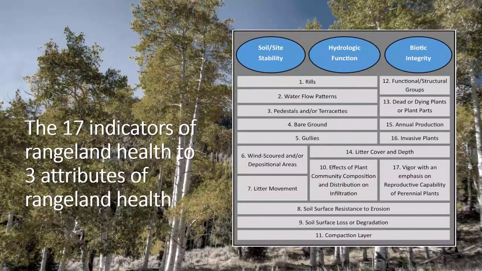So the 17 indicators are related to 3 attributes of rangeland health. As I've mentioned, the IIRH protocol is focused on assessing the functionality and sustainability of ecological processes. The indicators are rated to support overall assessments of the 3 attributes of rangeland health: soil and site stability, hydrologic function, and biotic integrity. A subset of the 17 indicators are used for assessing each of these 3 attributes. Some indicators relate to only one attribute, while others relate to 2 or all 3 attributes, as shown here. 10 indicators are related to soil site stability and hydrologic function, and 9 indicators relate to biotic integrity.